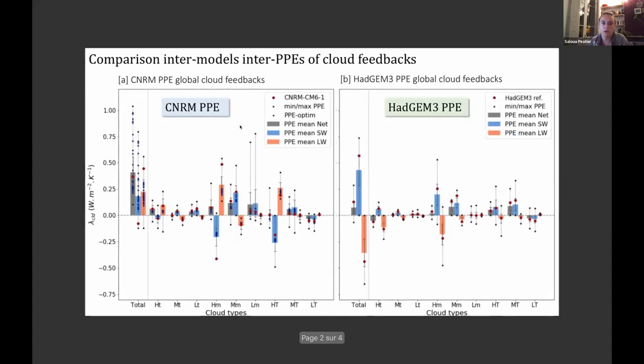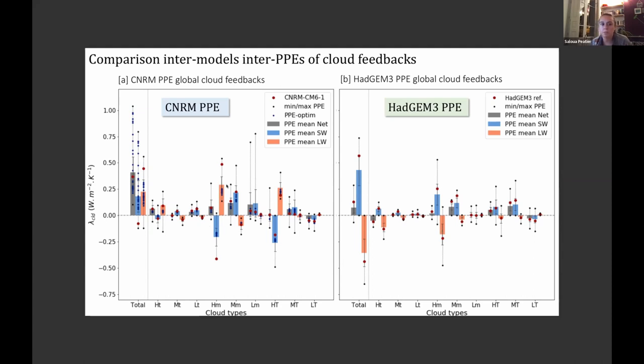So here is just the quick results of what I've seen. On the left is the CNRM PPE, and on the right, the HADGEM3 PPE. The colored bars are showing the PPE means, and the dashed black lines are showing the full PPE ranges. If we look at the total cloud feedbacks, just global means, we see net differences between both models in terms of the longwave component of the feedbacks. And we see that it's mostly due to the high cloud responses that have opposite signs in both the PPE means, but also in most of the PPE members.